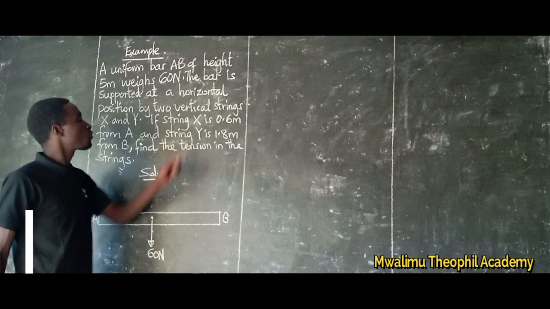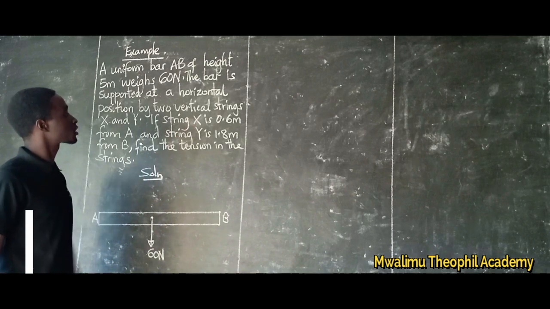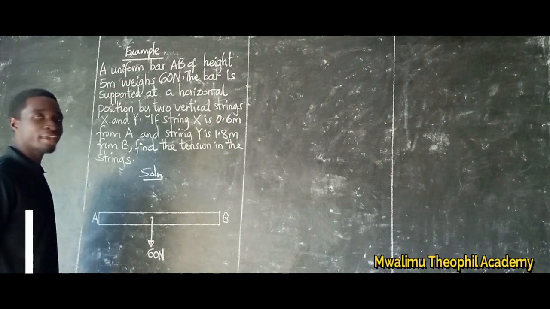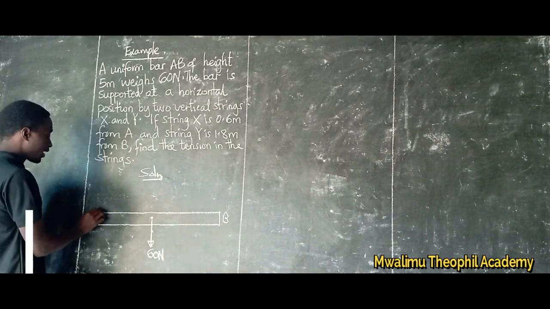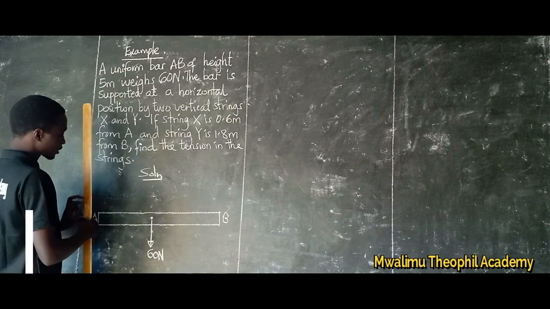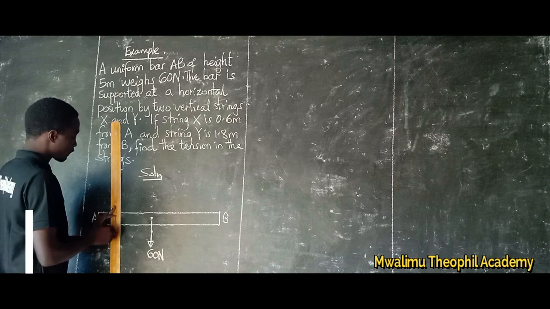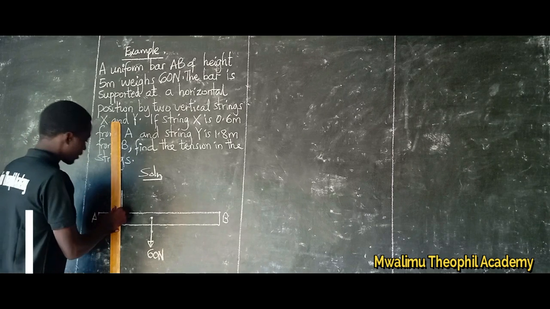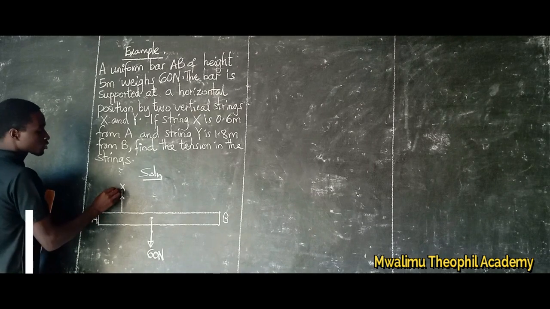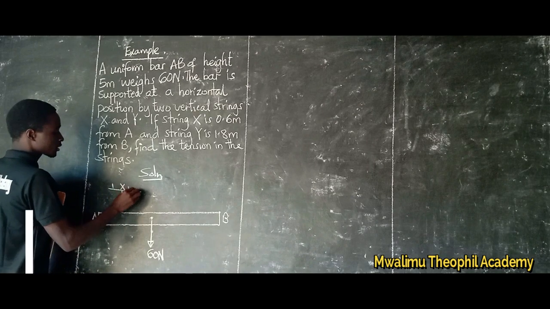First of all, let us allocate these two strings. String X is 0.6 meter from the end A. Now from the end A up to 0.6 meter, it is where we fix string X. Now this is string X, also string X.